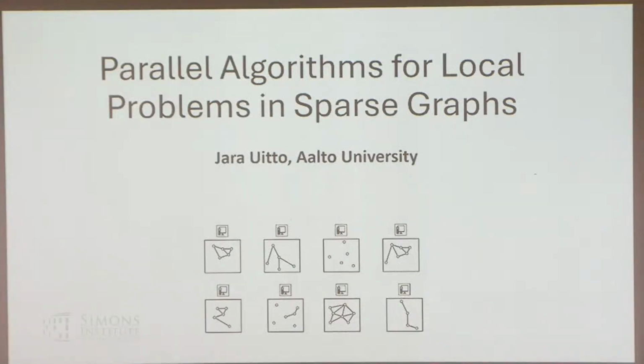All right, so we have a second talk given by Jara from Aalto University, and he's going to talk about local problems in sparse files.